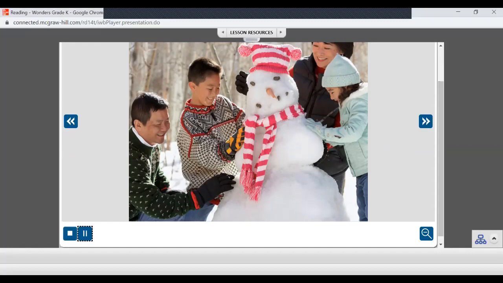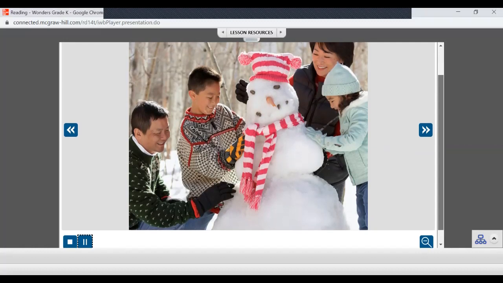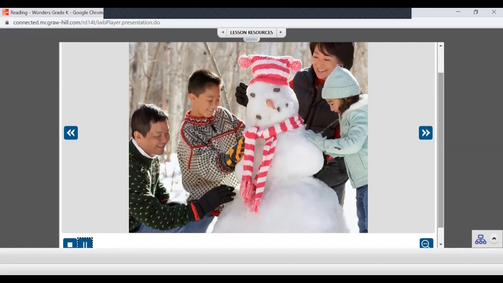A tour of the seasons. What are the seasons and how are they different? The cold weather has come.